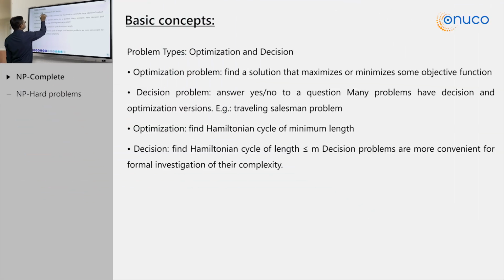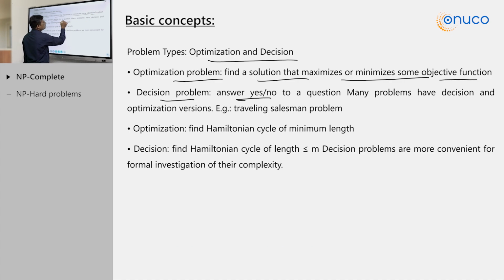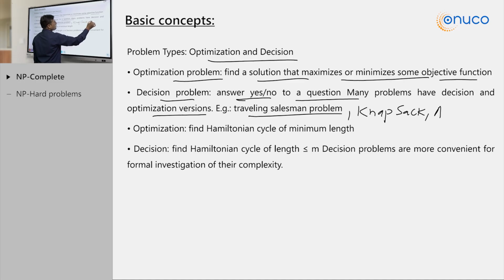Look, the basic concepts: problem types are optimization and decision. Optimization problems find solutions that maximize or minimize some objective function. A decision problem answers yes or no to a question. Many problems have a decision and an optimization version. As for example, the traveling salesperson's problem is an optimization problem. The knapsack problem is an optimization problem. The assignment problem is an optimization problem.